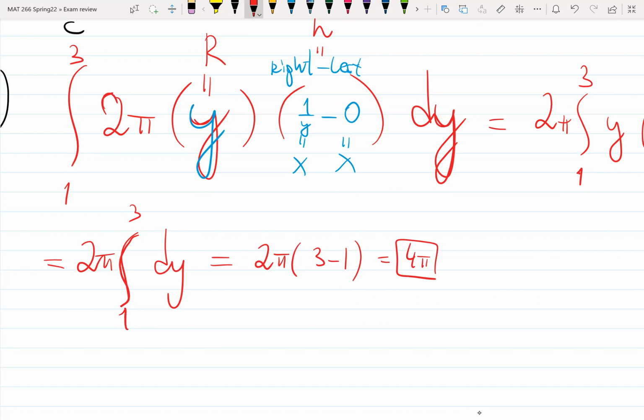The shell method in this example is faster, and in many other cases, it is faster. That's why students like it so much. Check the shift by yourself in my solutions, how the shift works, because I want to move on. What do you think about that?